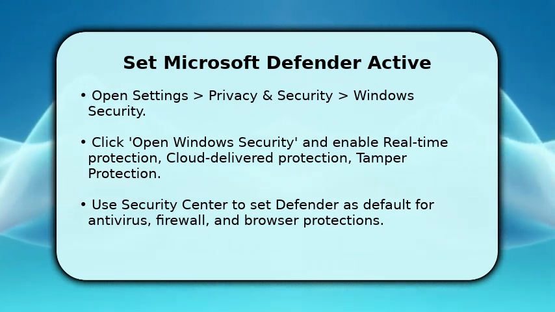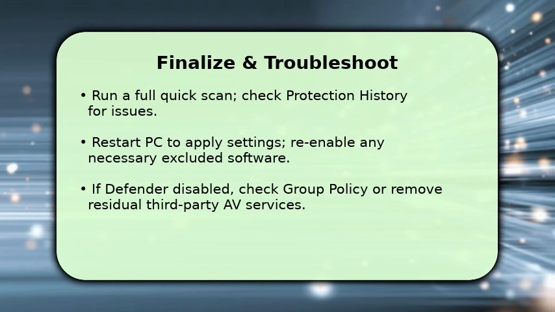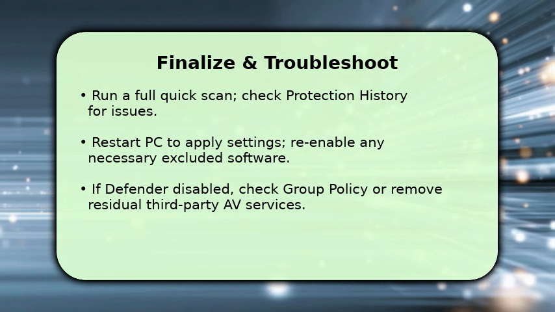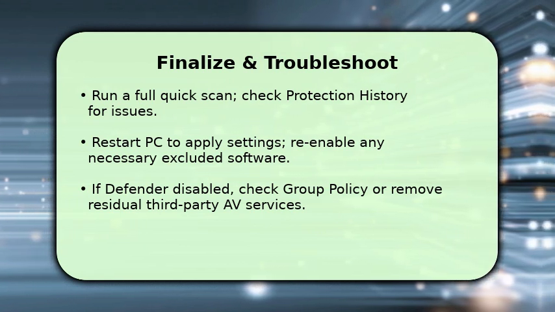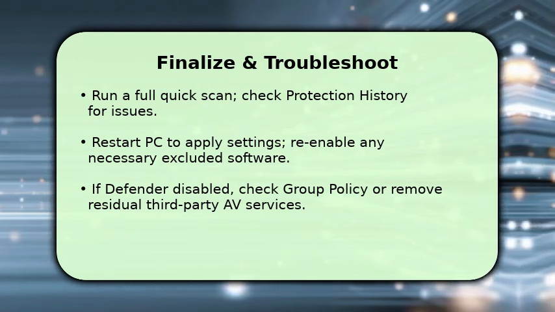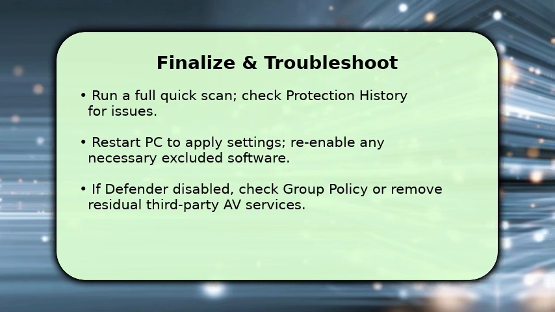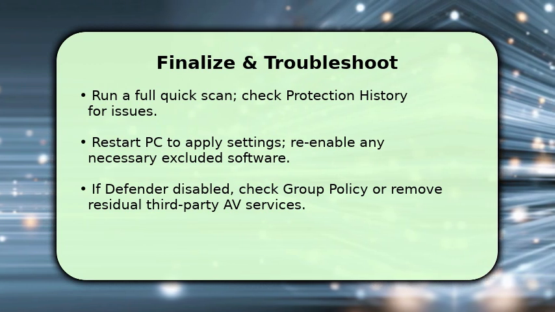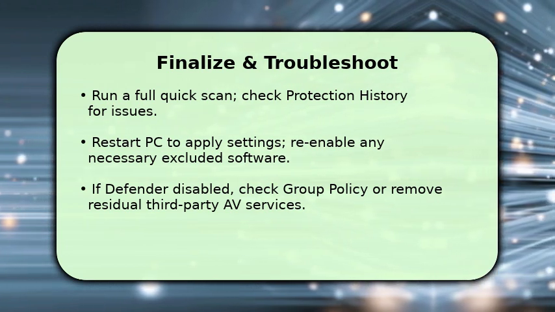You finish by verifying protections and resolving common issues. Run a full or quick scan and review protection history to confirm definitions and scan engines are active. Then restart the PC so all default registrations take effect, and re-enable any trusted exclusions for software that needs access.